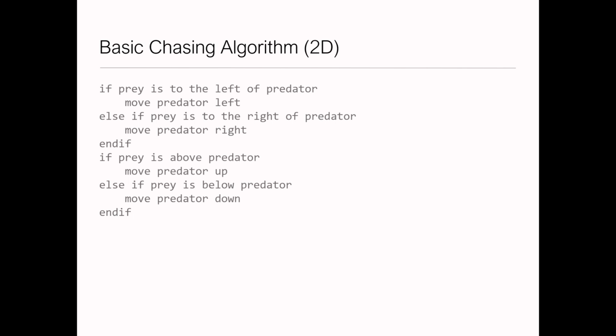Now, in 2D, you're going to also move up and down. So if the prey is quote unquote above the predator, so above on the screen, you move the predator upwards. And if the prey is below the predator, then you move the predator down. And that's really simple. It's extremely easy to code up, and this is the sort of thing that you used to see in earlier games where the game was played on a grid. The game world was basically a grid of some kind.